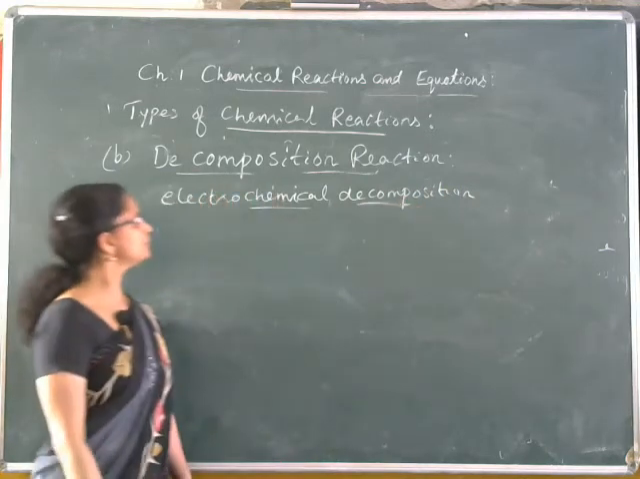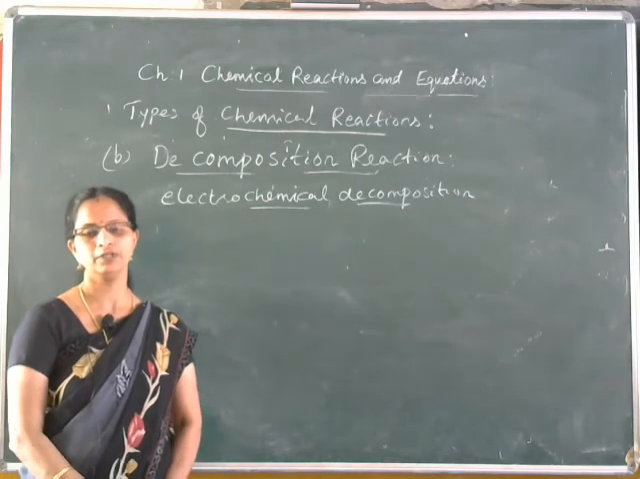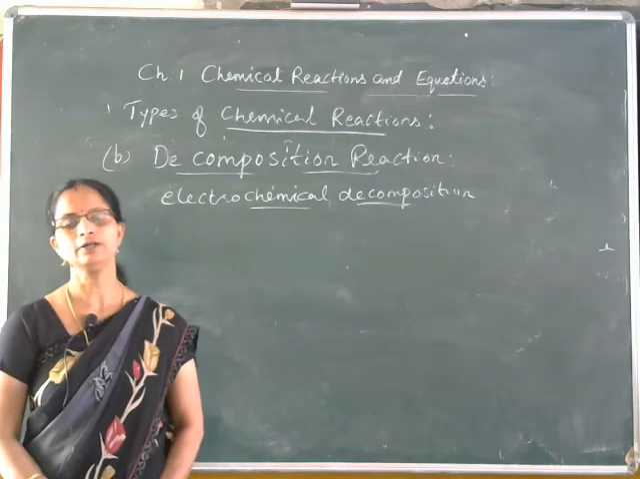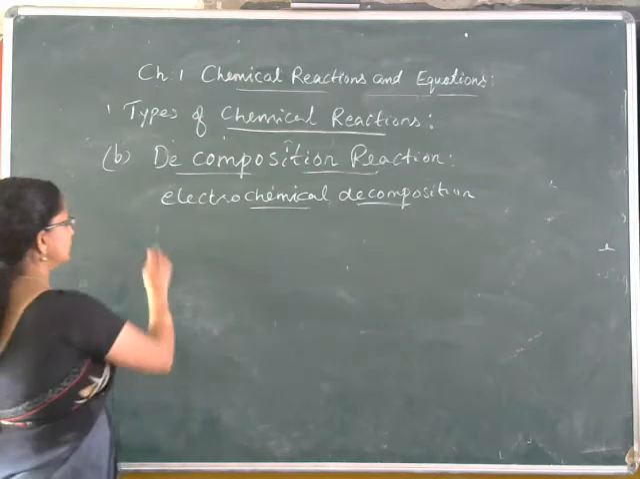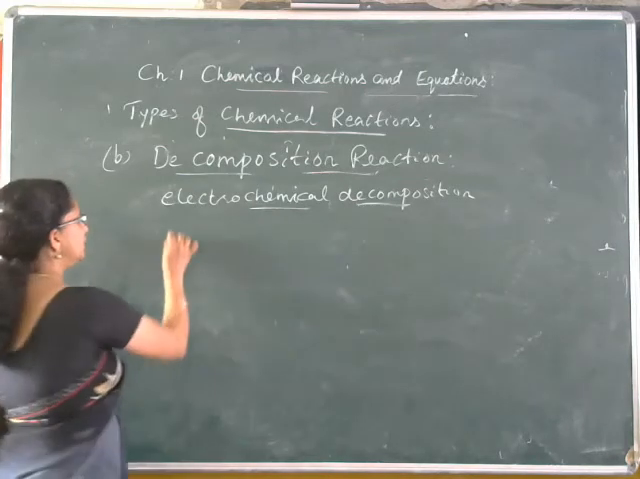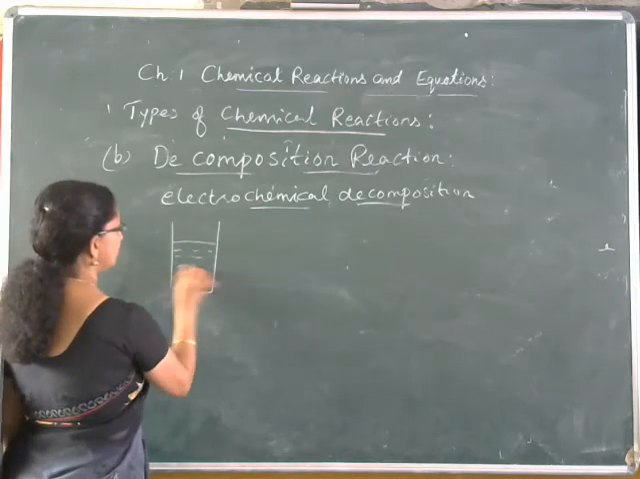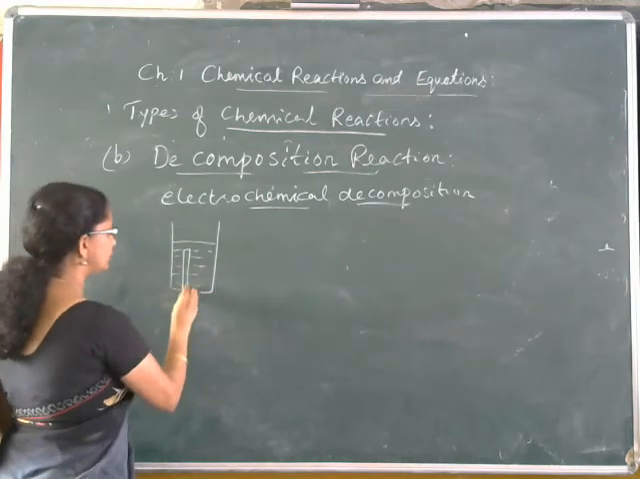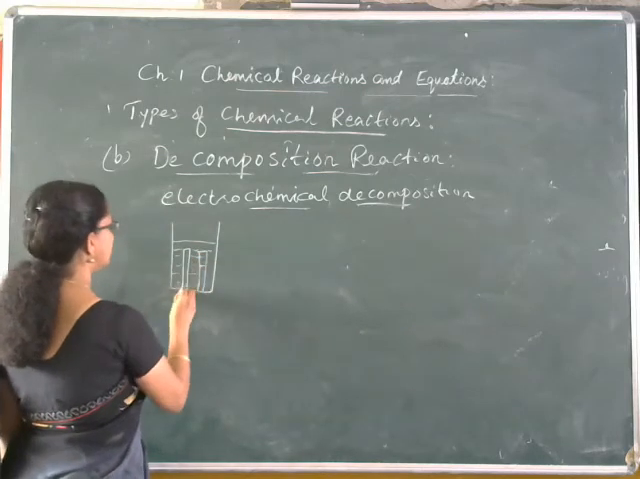The best example for electrochemical decomposition is electrolysis of water. Electrolysis of water means splitting of water into hydrogen and oxygen on passing electricity through it. For that, we can see an activity. In a beaker, 3/4 water is taken and two electrodes are immersed there. Two graphite electrodes are connected to the positive and negative terminal of a battery.